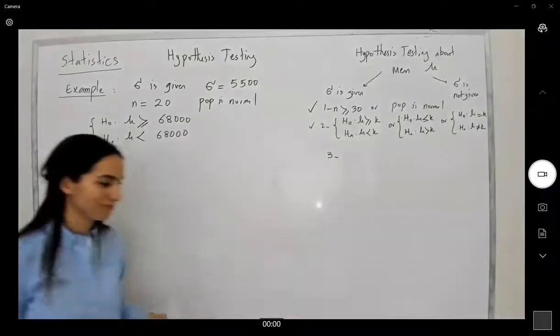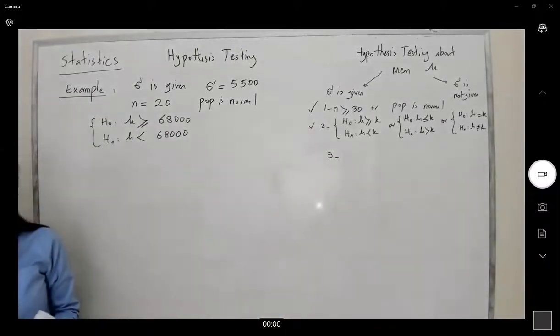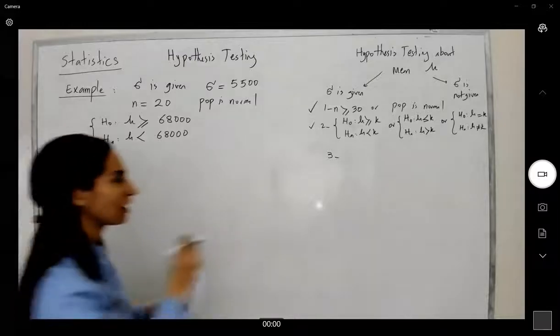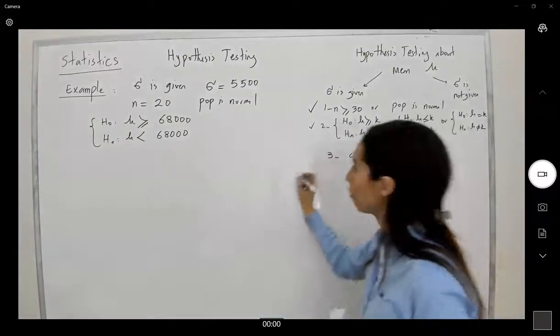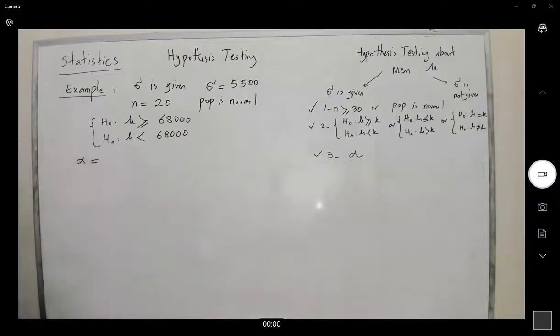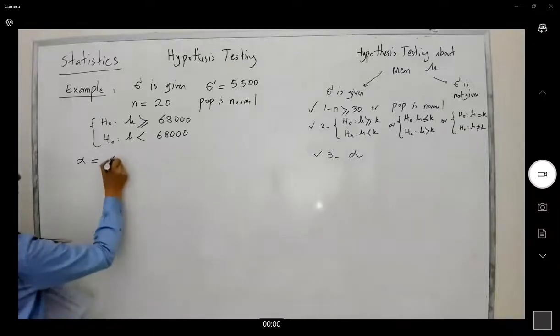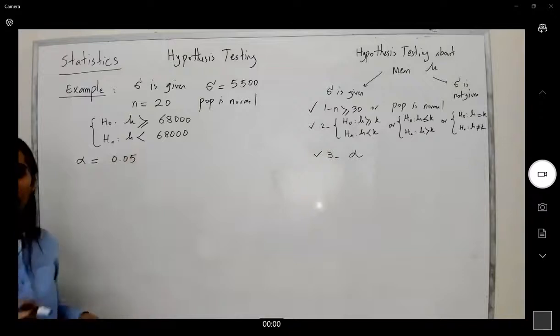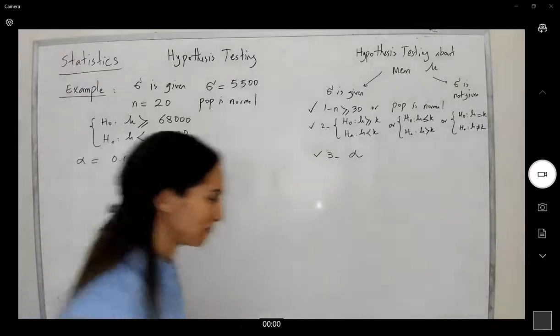Step 3. What is alpha? Thank you. What is our alpha? Alpha is how many percent? 5%. Thank you, Nam. Thank you, Sunny. Marvin, thank you. Myra, excellent. 5%. 0.05. What will be the next step?